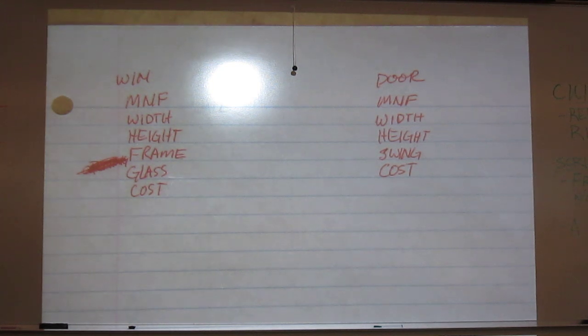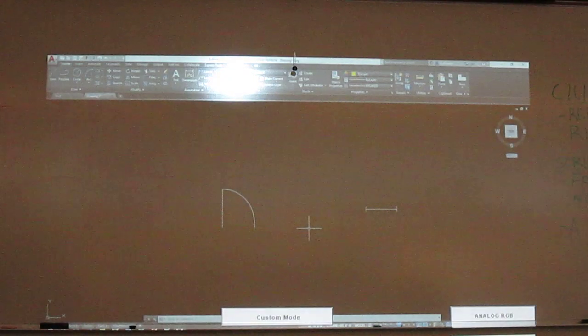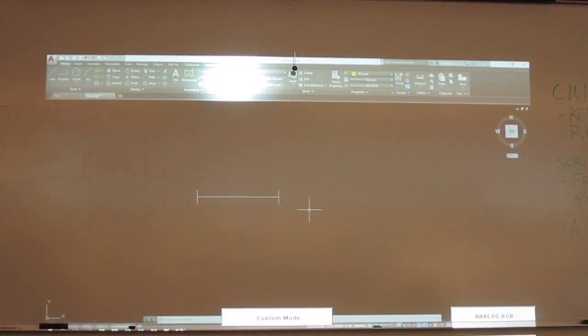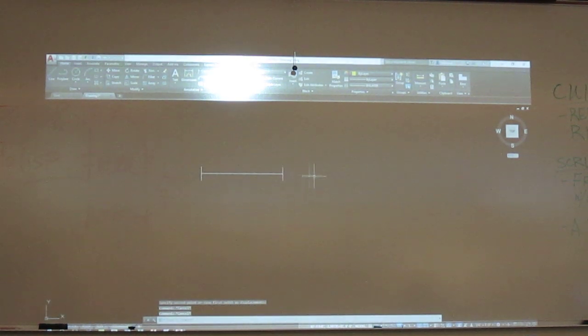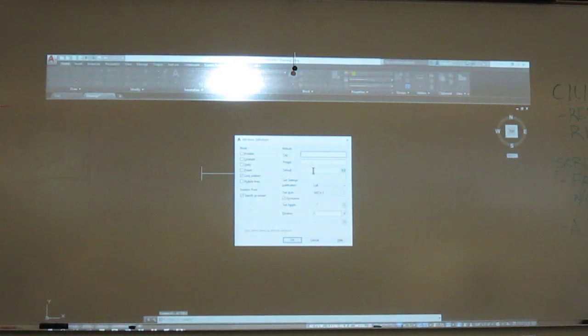I'll put this back up here in just a second. But I'm going to go back to the computer and let's go ahead and attach some attributes. Okay. So let's start with the window. So the first one's gonna be the manufacturer. So I just go to my Windows symbol, right here. Now it's just geometry, right? Type in the attribute define command, ATTDEF. And you get this little dialog box that pops up.